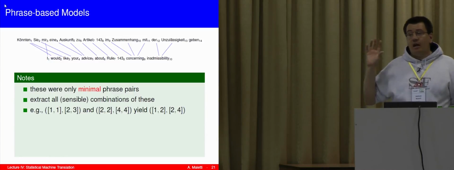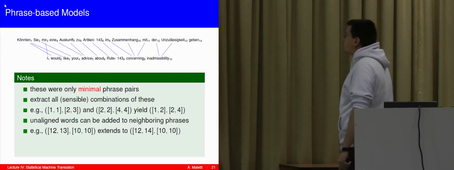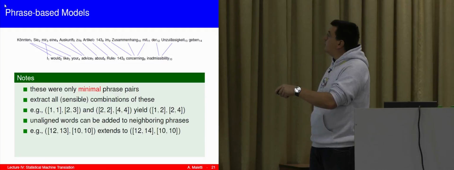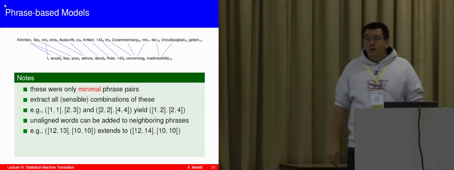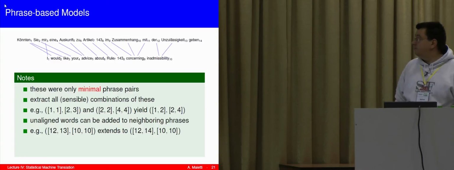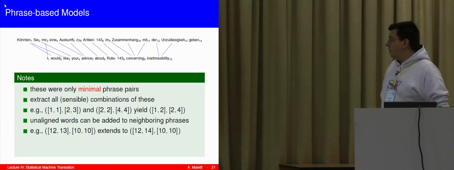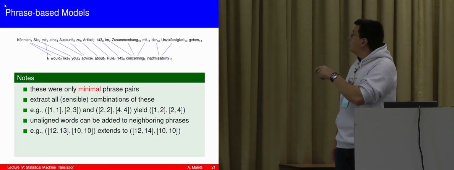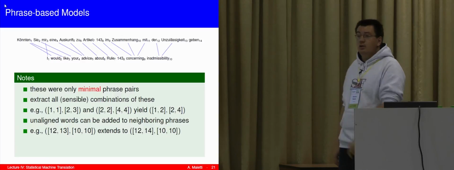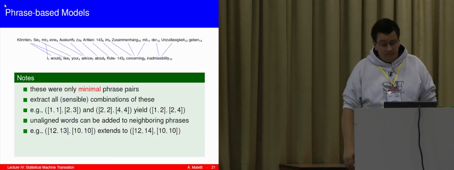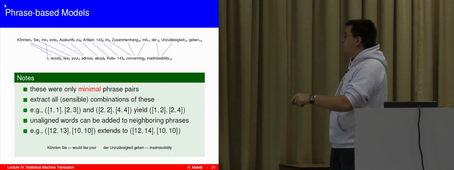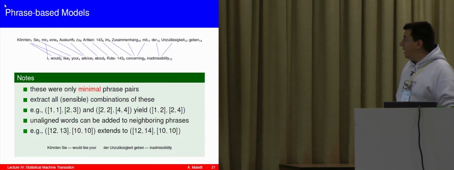You can also extract combinations of those. Right? You can put 2 of them together if they're neighbors. So 1 and 1, neighboring is 2 and 2, and 2 and 3, and neighboring is 4 and 4. You can put them together, and it will give you another consistently aligned phrase pair. It's going from 1 to 2 and to 2 to 4. And if you have such an unaligned word here, like geben, you can add this here. You can extend this from 12 to 13 to go from 12 to 14. Since there's no alignment, it doesn't harm anything. So you get also additional translation pairs like könnten Sie, would like your, and things like that.